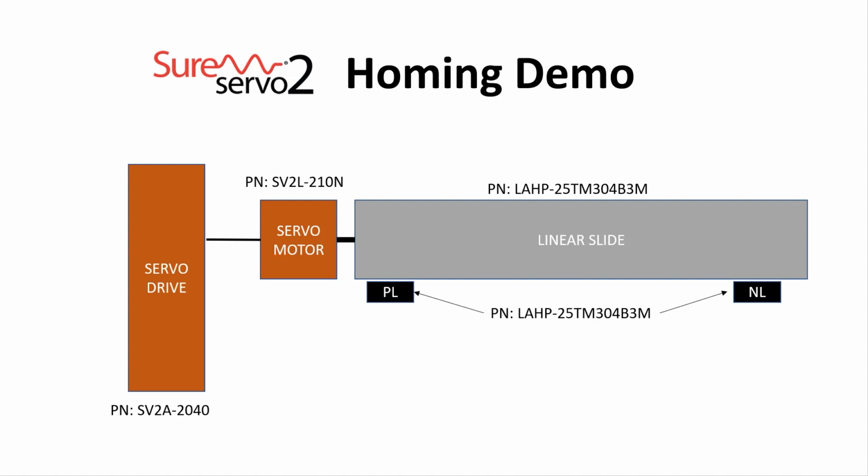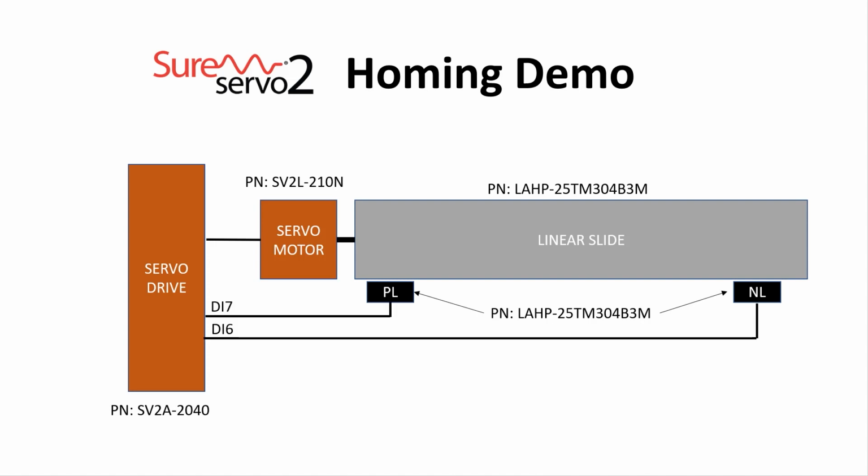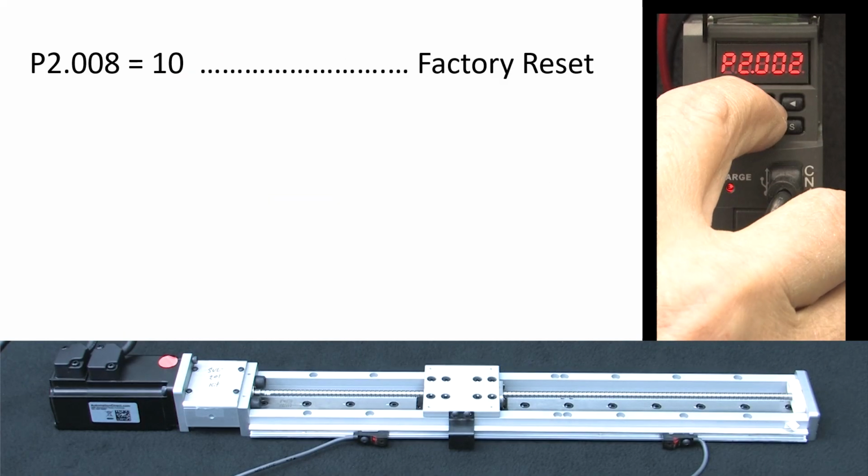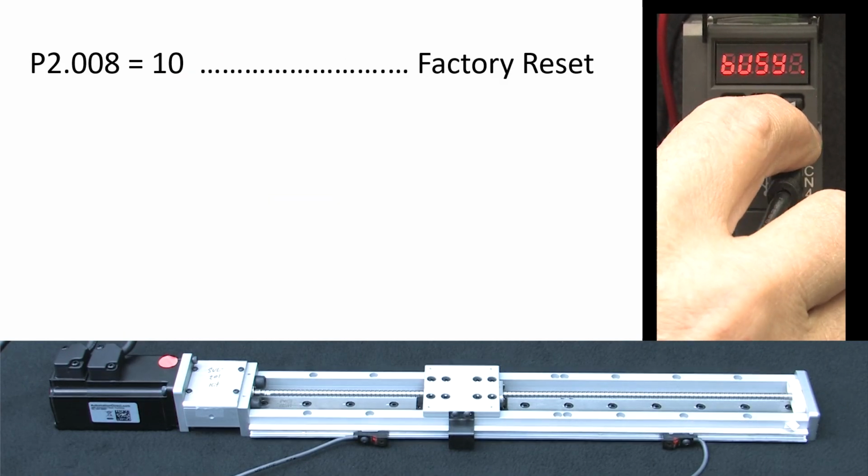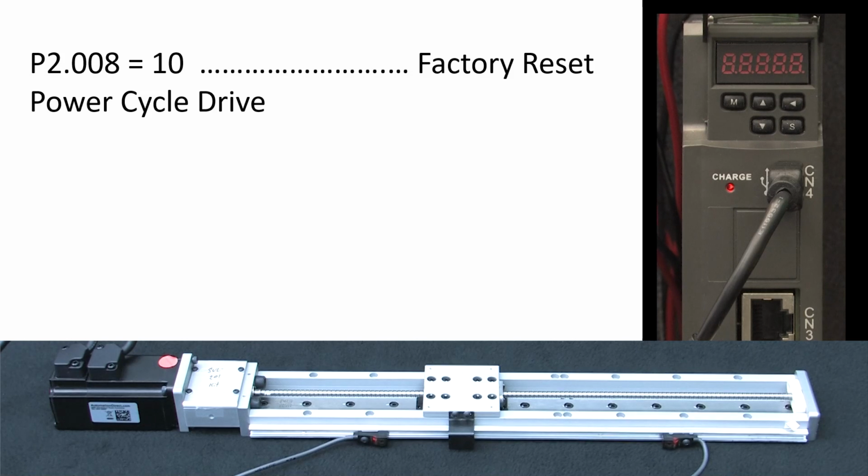The proximity sensors are wired back to the SureServo 2 drive like this, which are the default inputs for the limit switches. I also have a toggle switch wired like this to enable the servo motor. Let's do a factory reset so you know exactly where I'm starting from. And we always power cycle the drive after a factory reset to make sure any residual settings get cleared out.